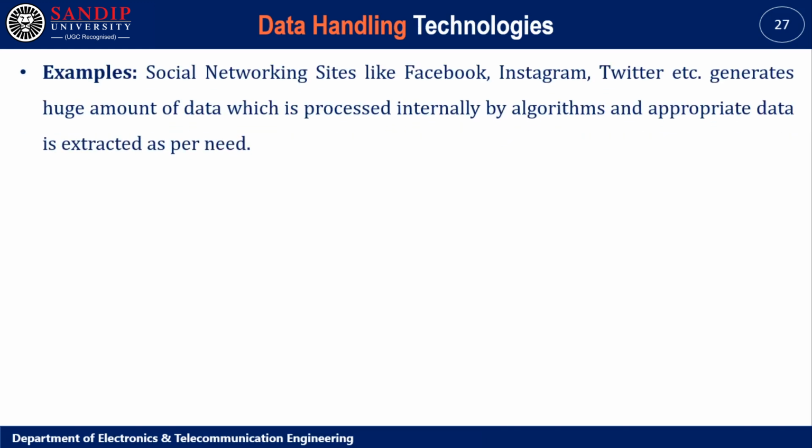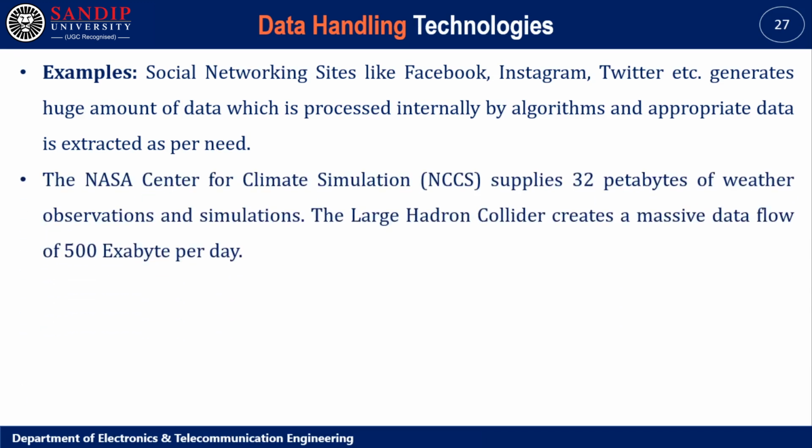For example, social networking sites like Facebook, Instagram, Twitter, etc. generate huge amounts of data which is processed internally by algorithms, and appropriate data is extracted as per the need. The NASA Center for Climate Simulation, that is NCCS, supplies 32 petabytes of weather observations and simulation. The Large Hadron Collider creates a massive data flow of 500 exabytes per day.